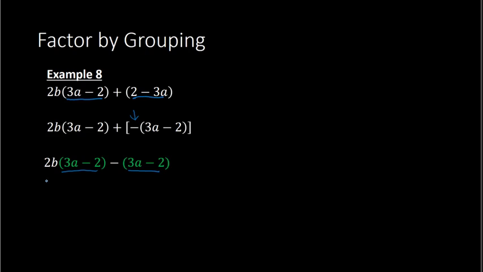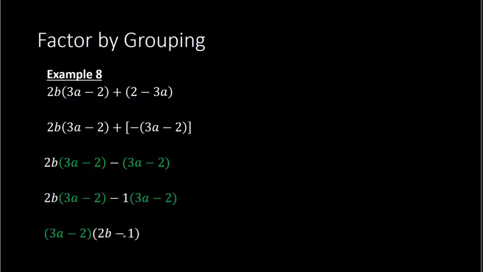They both have a 3a minus 2 in common. I can factor that out. And then what's left over is 2b, and then you have minus, and this is an assumed 1. So 2b minus 1. So 3a minus 2 times 2b minus 1 is the factored form of the original expression. And that is what you see right down here at the bottom.